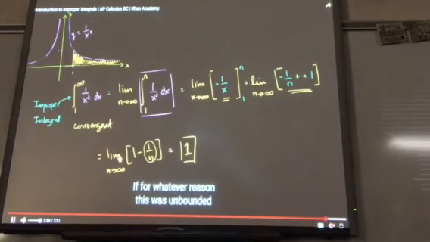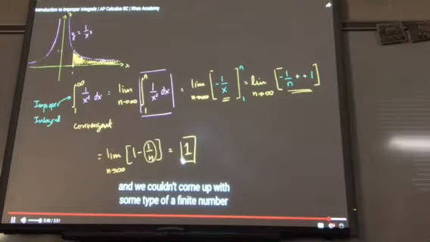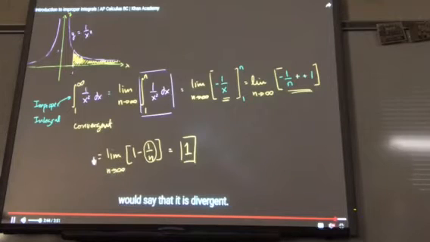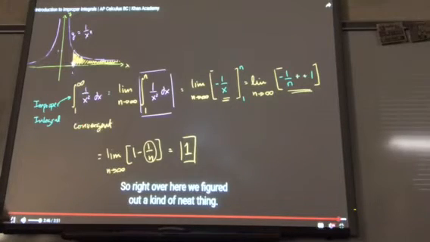If for whatever reason this was unbounded, and we couldn't come up with some finite number here, if the area was infinite, we would say that it is divergent. So right over here we figured it out.